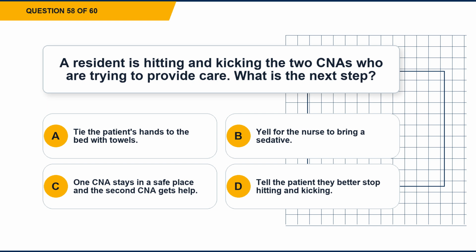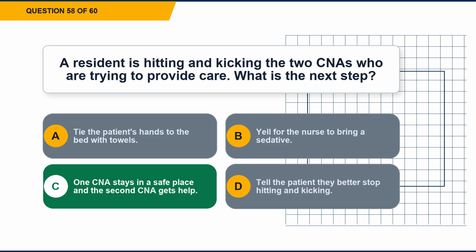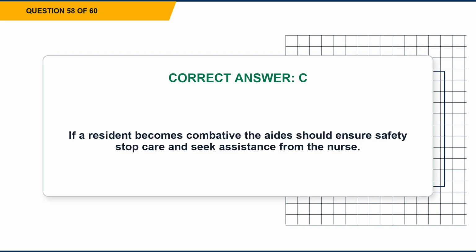Question 58. A resident is hitting and kicking the 2 CNAs who are trying to provide care. What is the next step? Option A. Tie the patient's hands to the bed with towels. Option B. Yell for the nurse to bring a sedative. Option C. One CNA stays in a safe place and the second CNA gets help. Option D. Tell the patient they better stop hitting and kicking. The correct answer is option C. One CNA stays in a safe place and the second CNA gets help. Explanation. If a resident becomes combative, the aides should ensure safety, stop care and seek assistance from the nurse.